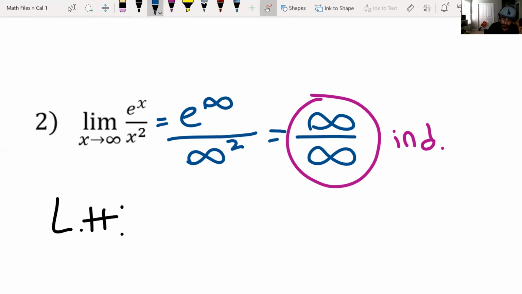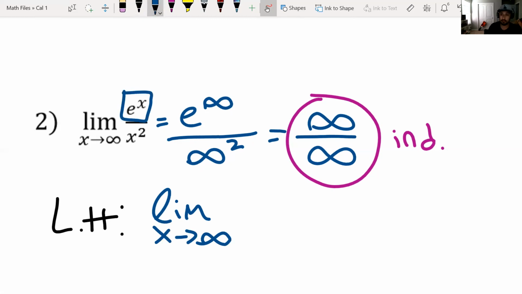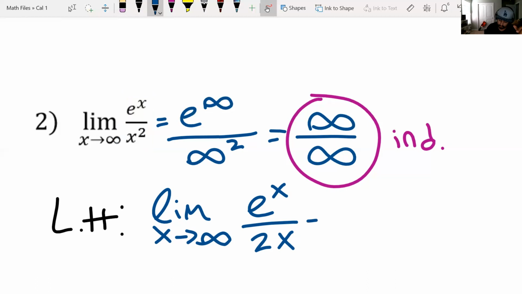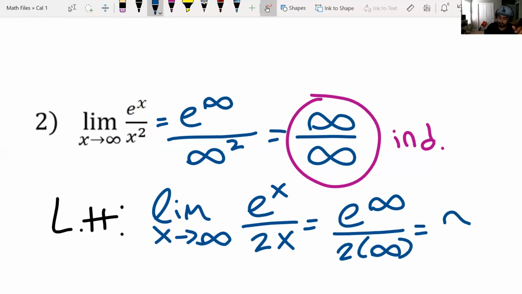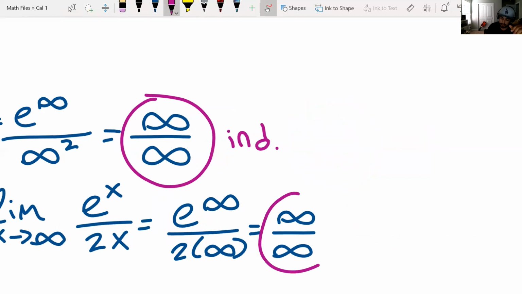So this means now we get the limit as x approaches infinity of the derivative of the numerator, the derivative of e to the x is e to the x, over the derivative of the denominator, 2x. Now, again, plug in infinity. Let's see what happens. We get e to the infinite power over 2 times infinity. That's still infinity over infinity, which means, again, we get another indeterminate form, which means that 1 dose of L'Hôpital's wasn't enough. It needs 2 doses of L'Hôpital's.